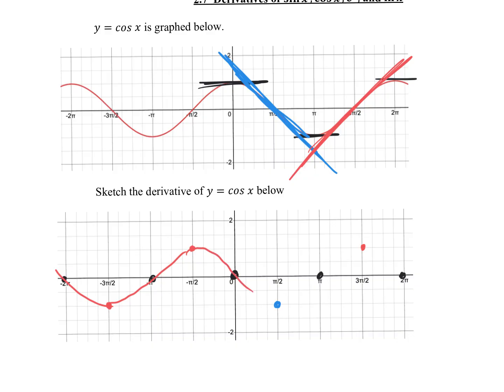Do you remember when I had you draw sine and cosine graphs last year? And I probably made fun of a lot of people for making them too spiky. This is not a cosine graph. What we just graphed is the derivative of cosine. So my question is, what's this function? Close. Negative sign. It's negative sine.